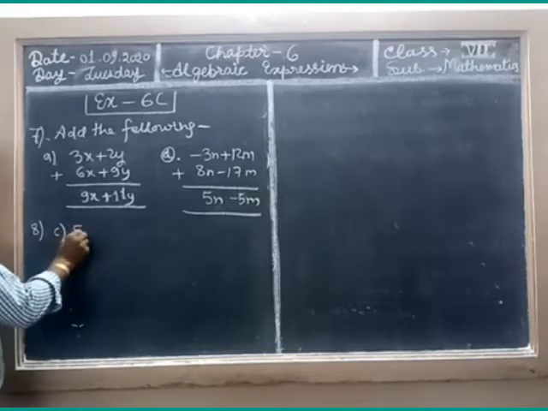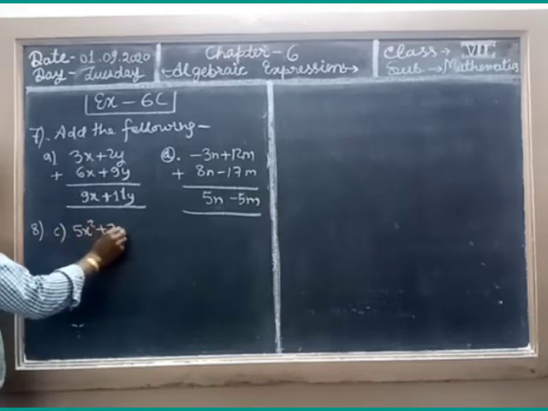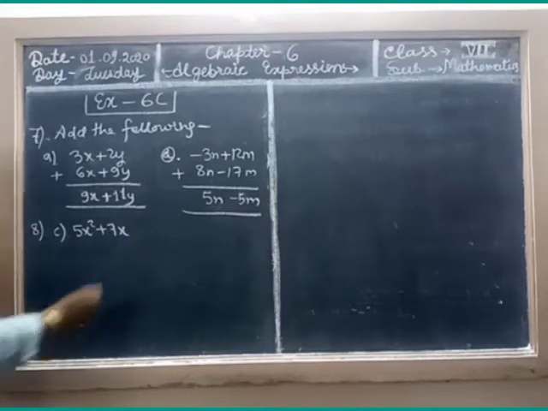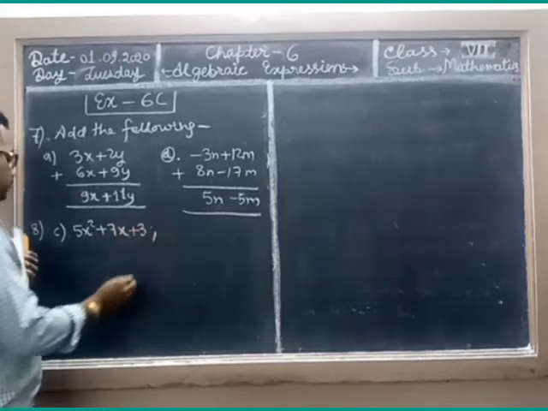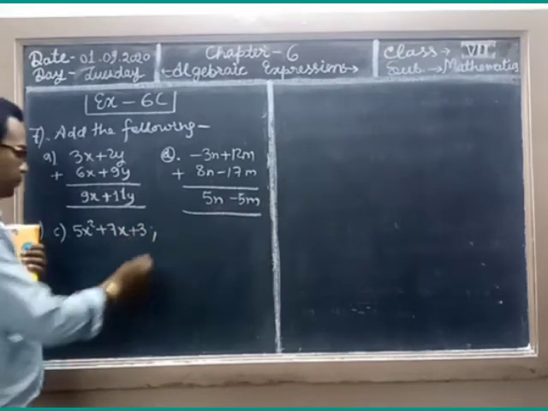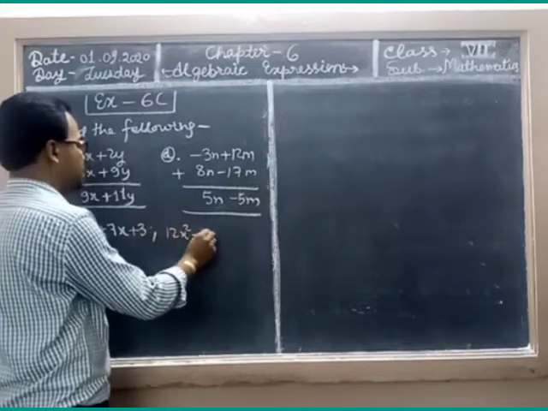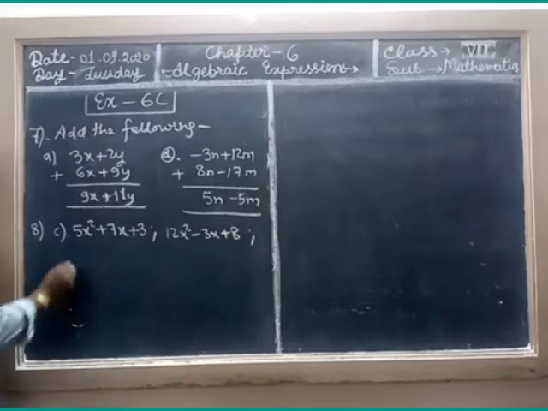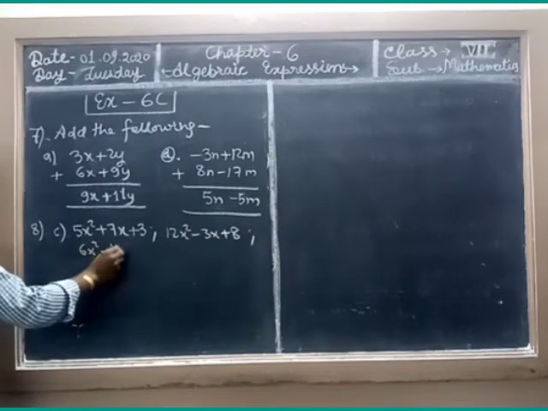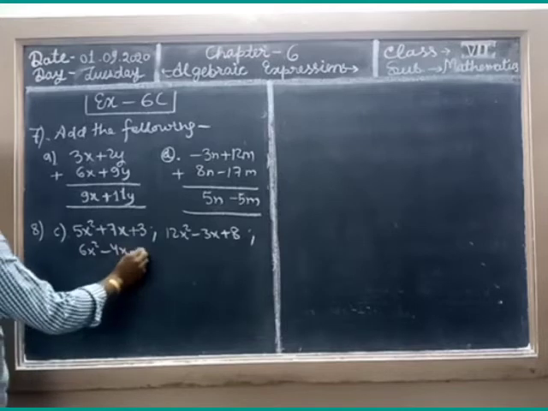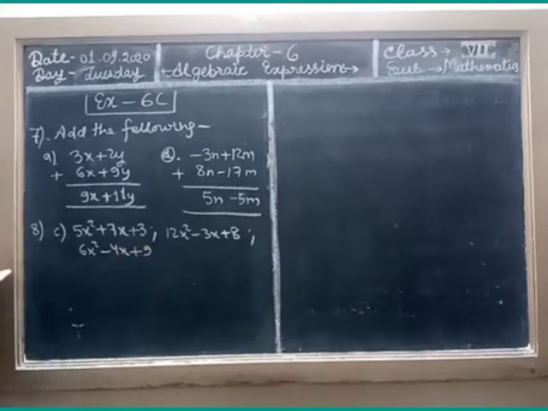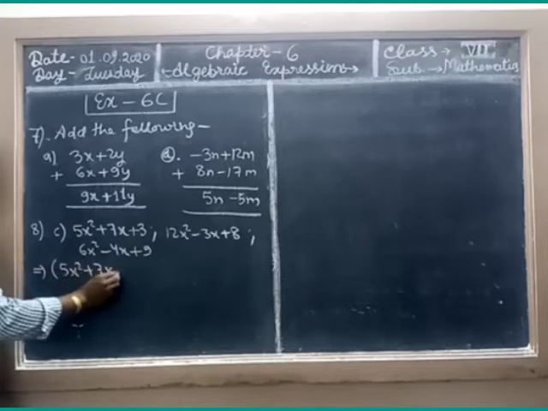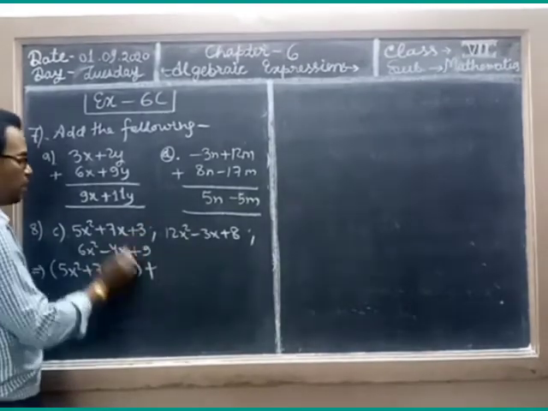C part. 5x square plus 7x plus 3, 12x square minus 3x plus 8, 6x square minus 4x plus 9. So find the sum. So initially we write plus sign in place of comma.